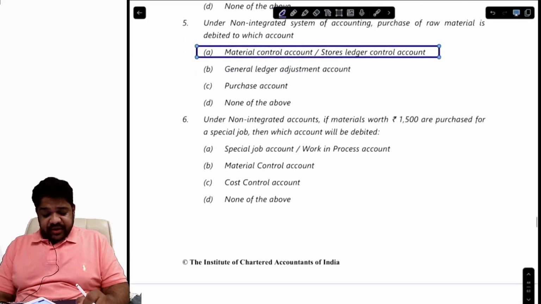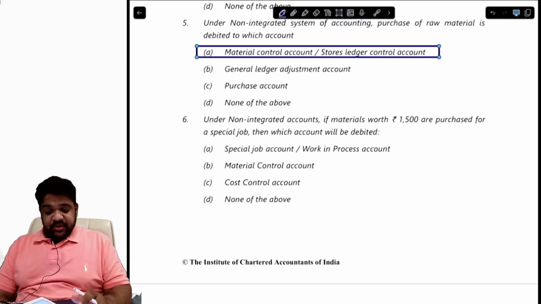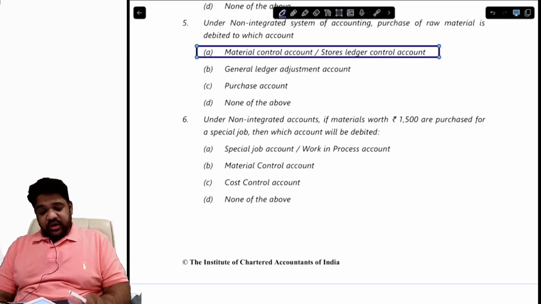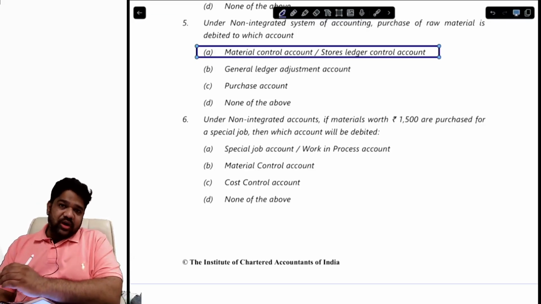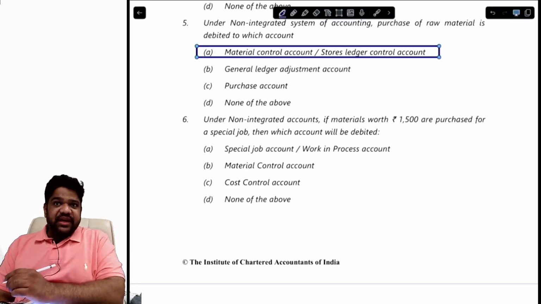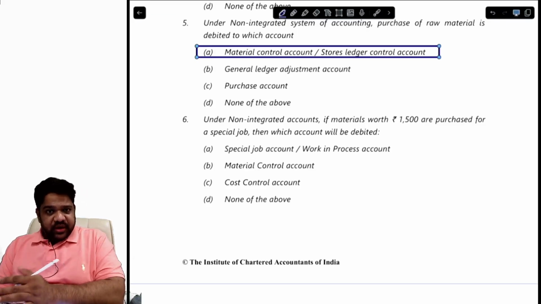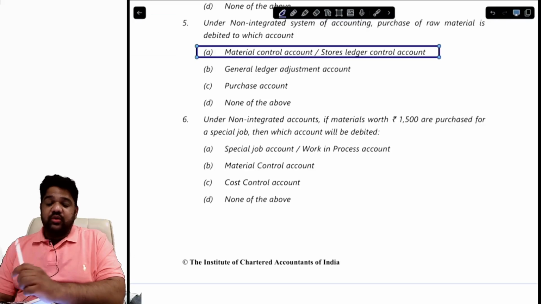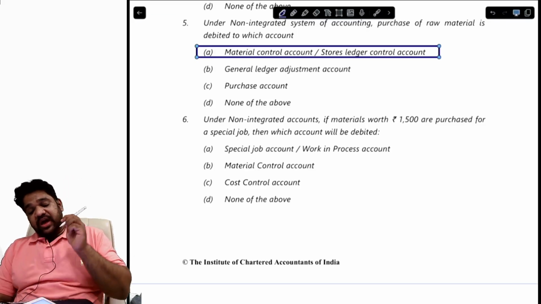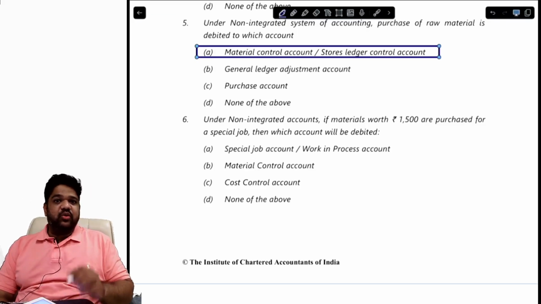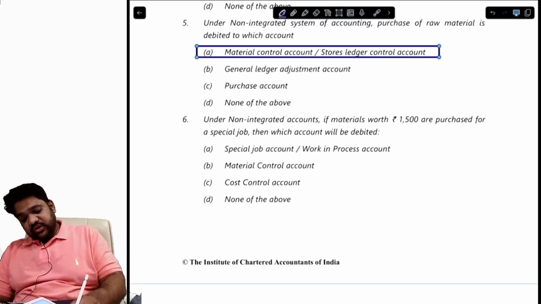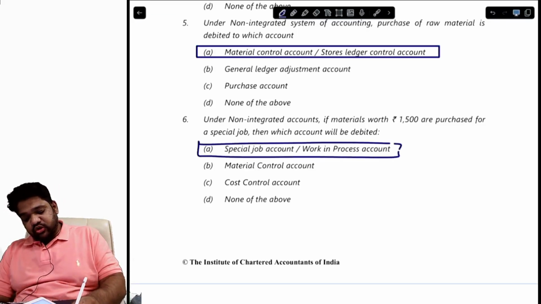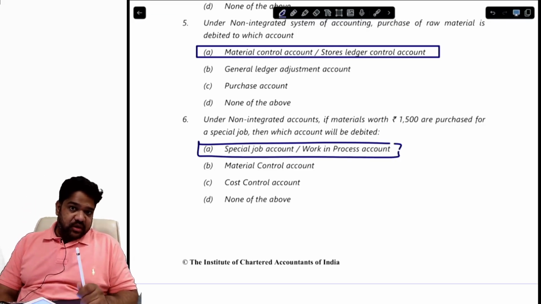Then under the non-integrated accounts, if materials worth 1500 are purchased for a special job, then which account will be debited? Now, this we did not have any question per se, which is why we never wrote it in any of the books. But if it is a non-integrated accounting and if you are buying material for a special purpose, then it is directly charged to the job. It is not routed through the material or the stores account. It is directly put into the job. And the job account is basically your WIP account or the production account. So here the correct entry should be special job account. It will not be in the material controller. Keep this in mind.